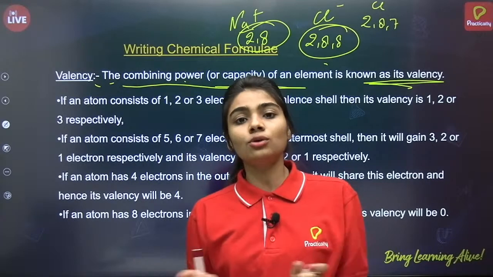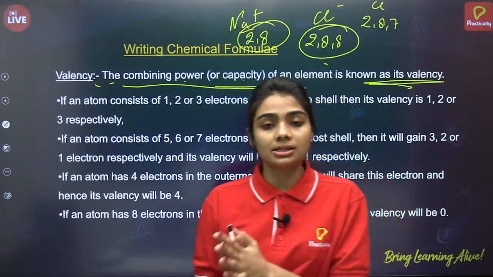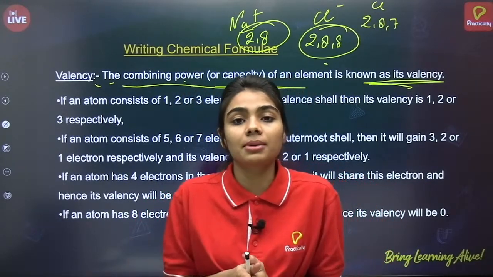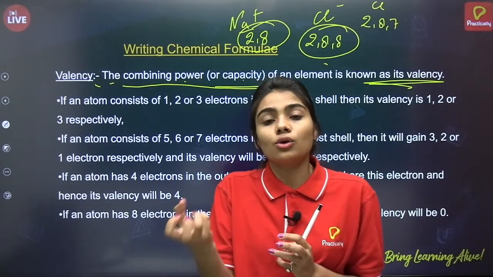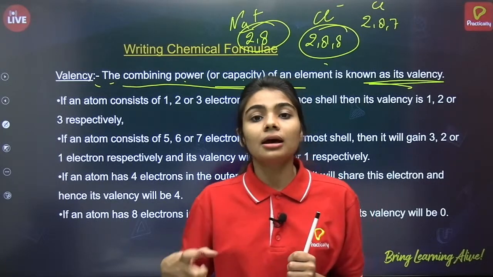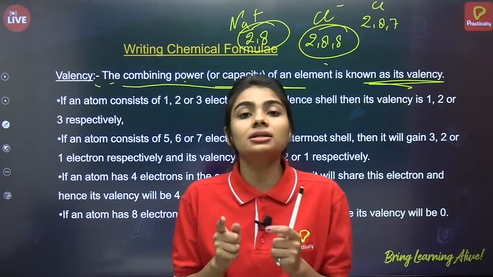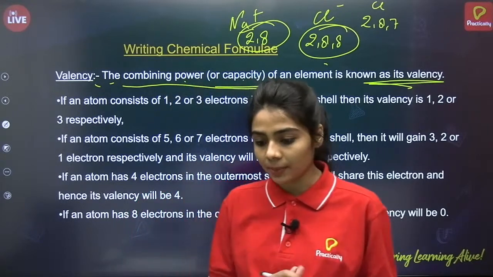And they do so to become stable. So whenever there is a valency, why do they share or lose electron? To become stable. And what about valency? They share or lose or gain electron to become stable, and the number of electron they will share or gain or lose, that is termed as your valency. Let us understand in a better way.